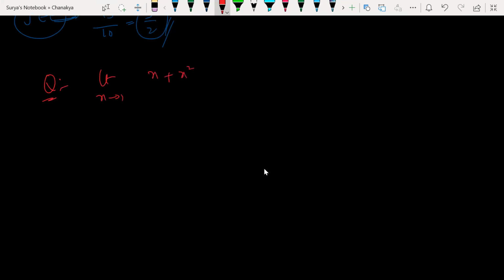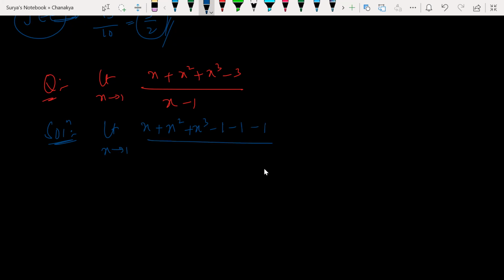x plus x square plus x cube minus 3 divided by x minus 1. How can I solve this? It's a very simple question. Whenever you get this kind of question, I'll solve it without wasting time. Limit x tends to 1 of x plus x square plus x cube, and this minus 3 can be written as minus 1 minus 1 minus 1, divided by x minus 1.